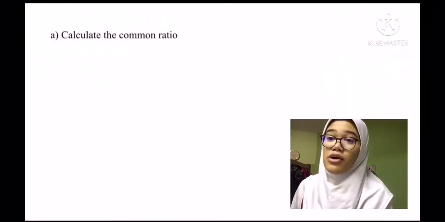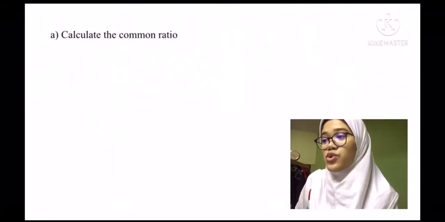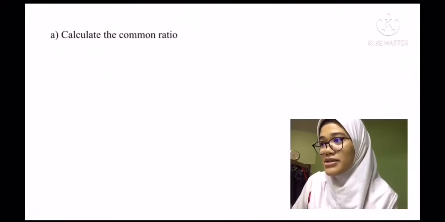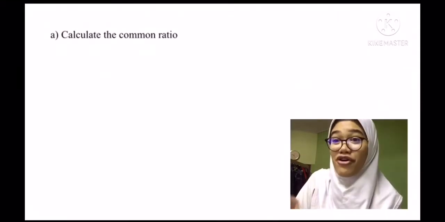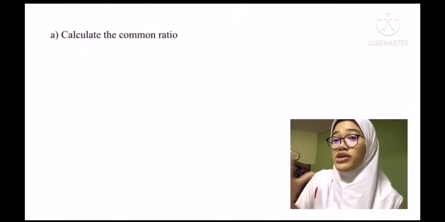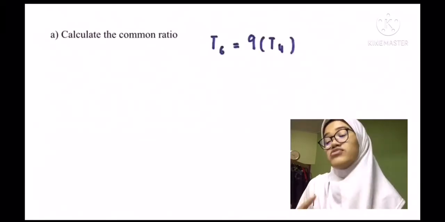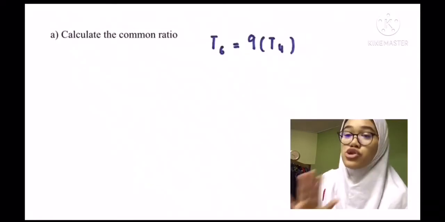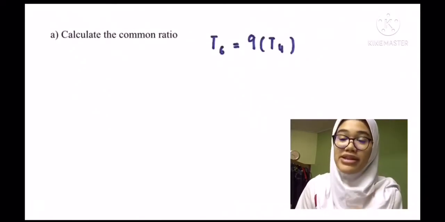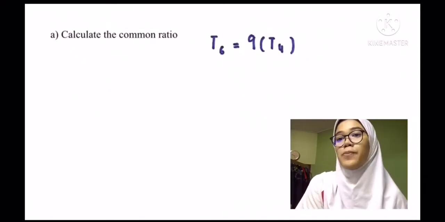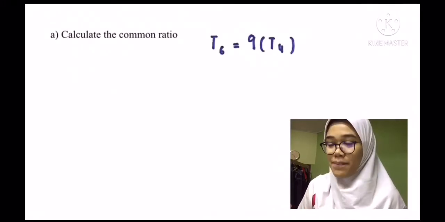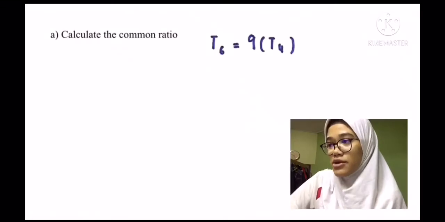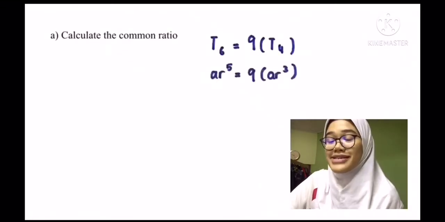So we all know that the common ratio is represented by the symbol R. Therefore, in the question it says that the length of the sixth part is 9 times the length of the fourth part. Putting it in a formula, we can see that T6 equals 9 times T4. Changing it into a geometric progression, we know that Tn equals A times R to the power of n minus 1. So it will be AR to the power of 5 equals 9 times AR to the power of 3.